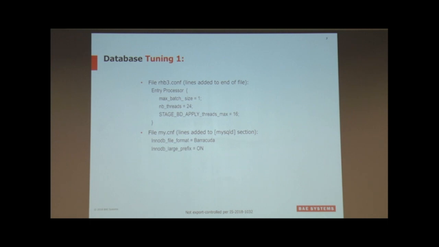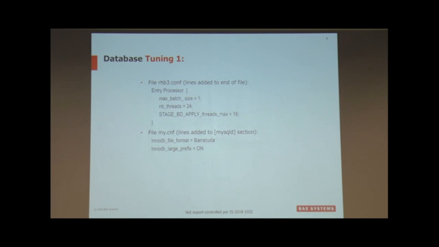So we went and we set in the entry processor section on our Robinhood server, and it also was copied into our little Robbie client conf. The max batch size we set equal to 1, so we could process things pretty much as quickly as we could get them off of our MDS system. And we set nb_threads to 24, and our stage DB apply max threads equal to 16. For our environment, that worked.